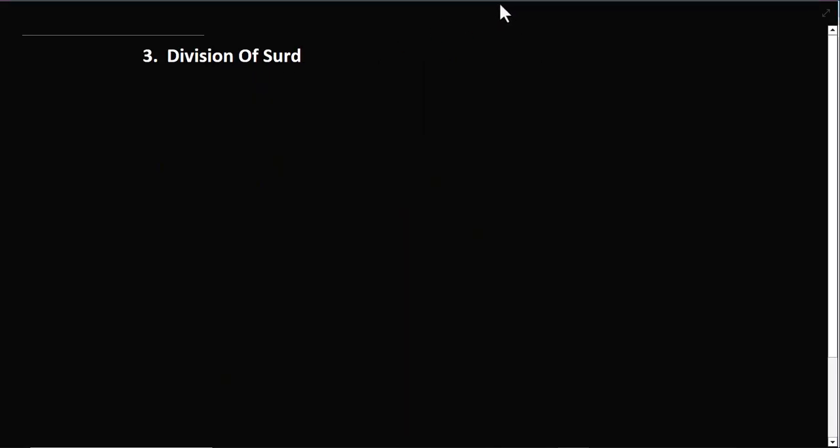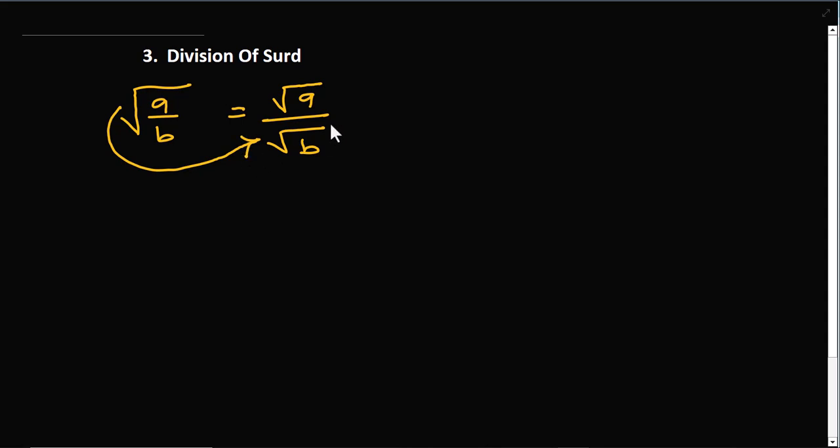Division of surds. So on division of surds, assuming we have a single surd A over B, we can simply write these surds as surd A over surd B. So it can come in any form. If they give you a value in this form, you can take it to this form. And if they give you a value in this form, you can as well take it to this other form. Let's do an example and see how it goes.